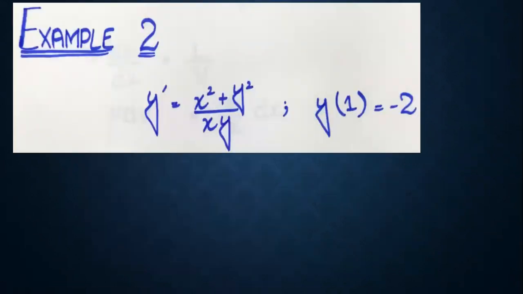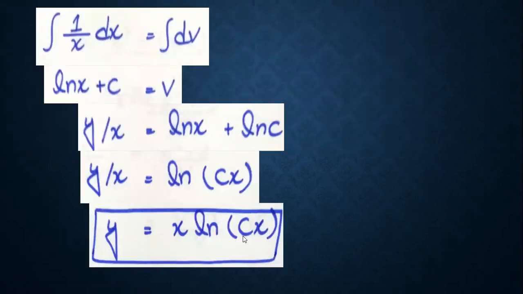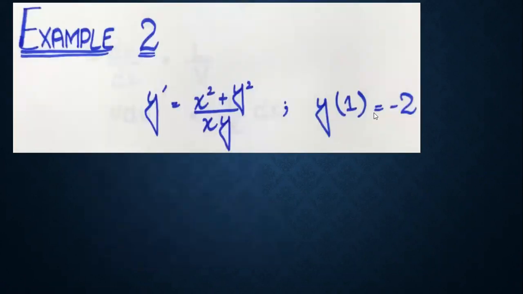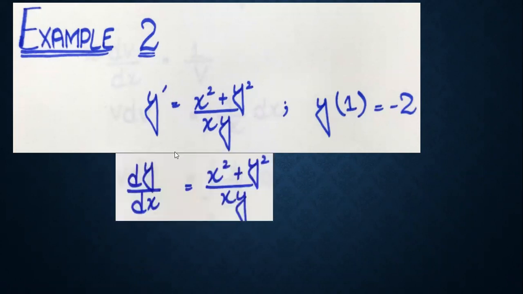Now we consider another example where y prime is equal to (x square plus y square) over xy. Here we are also given initial conditions: the value of y is equal to -2 when x is equal to 1. In the previous case, we found the solution in terms of a constant, because we didn't have initial conditions. Now we have defined initial conditions in the problem, so we will try to find the value of this constant c as well. Okay, so let's start the solution.